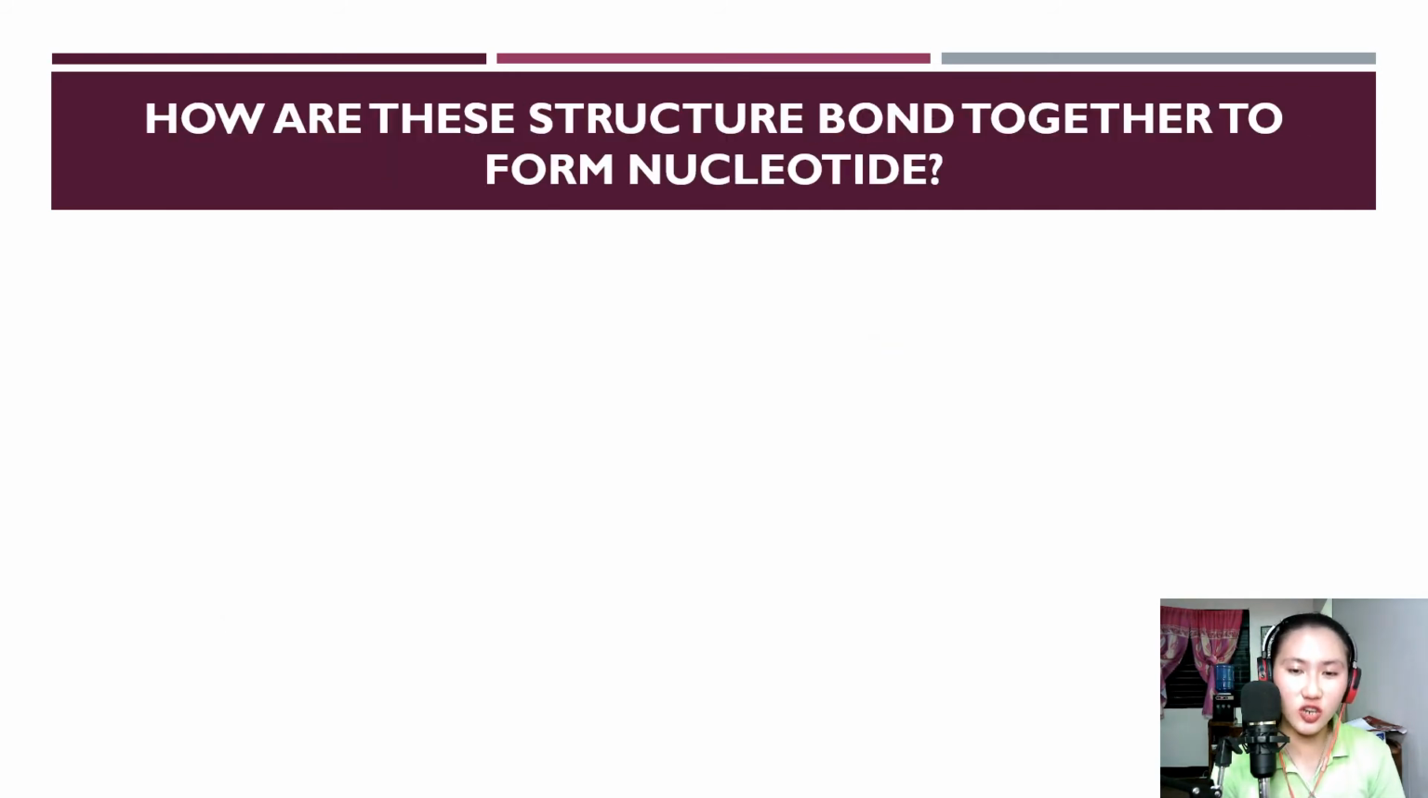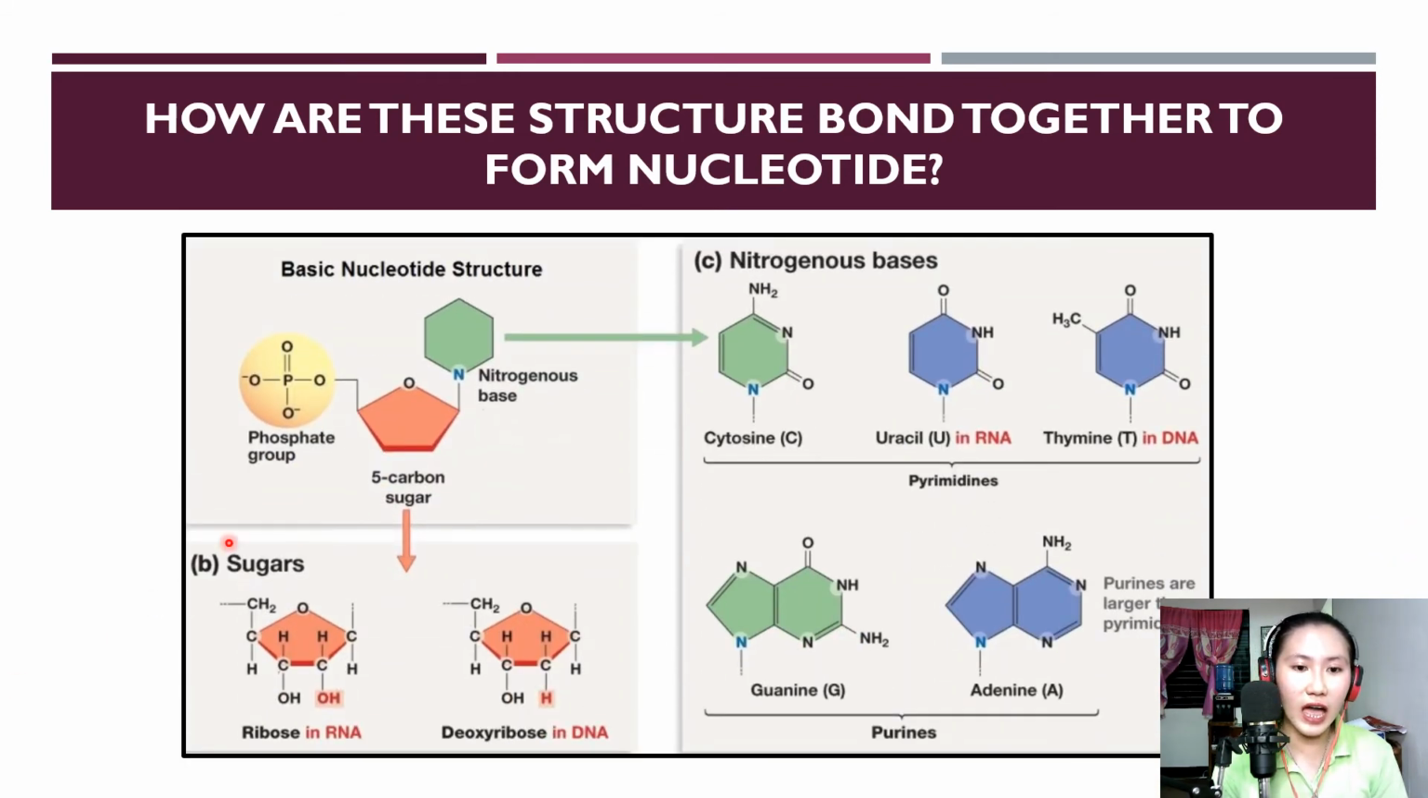So how are these structures bonded together to form a nucleotide? So here we have the phosphate group, and it is bonded to the 5-carbon sugar. So it is either the ribose if it is RNA and deoxyribose if it is DNA. Next, this 5-carbon sugar is bonded to a nitrogenous base. So it is either cytosine, uracil if it is RNA, thymine if it is DNA, and also guanine and adenine.